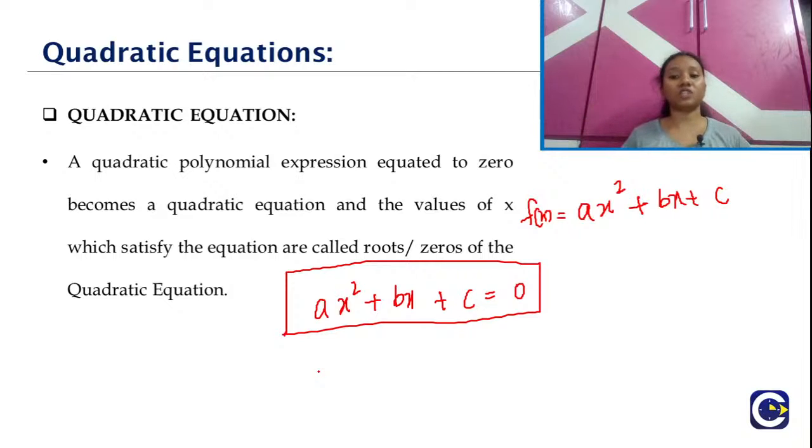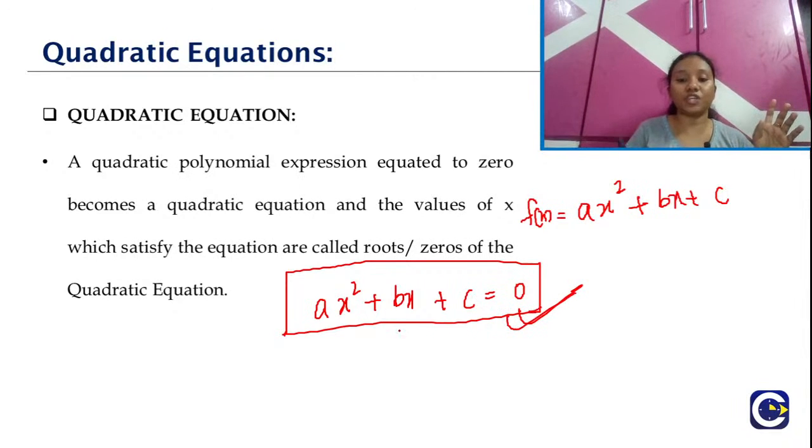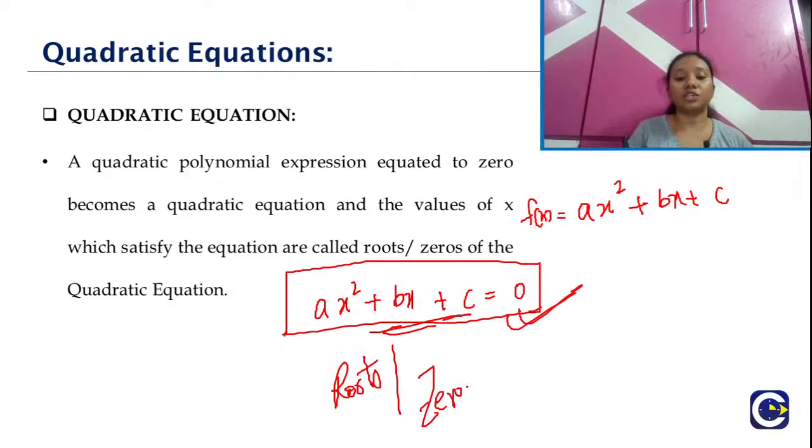quadratic equation, because for an equation we will have some sort of solution, right? That's for sure. When we have an equation, there will be a solution. So what is a solution? Whatever variable values satisfy the corresponding equation. Here it's a quadratic equation, so all the values of x which satisfy this given quadratic equation are called roots of the equation or zeros of the equation, right?